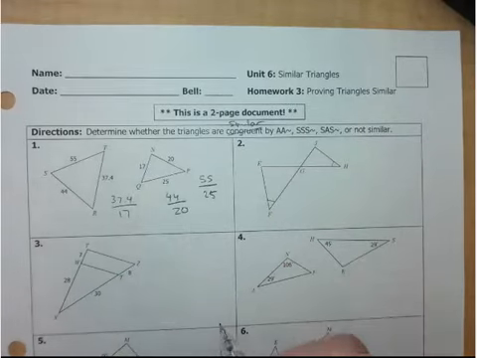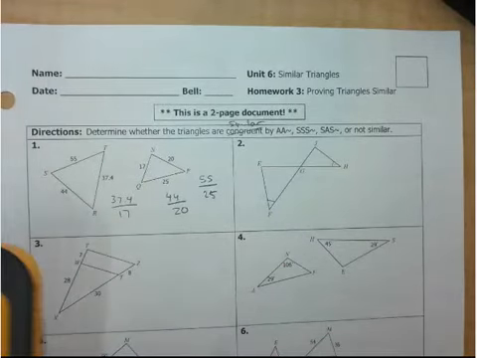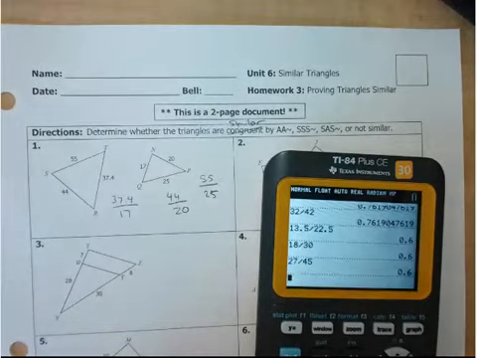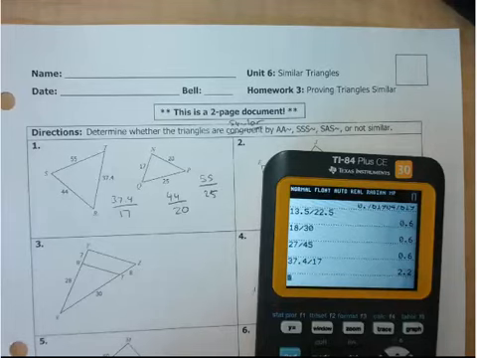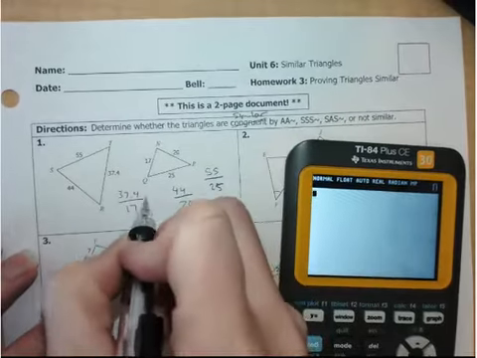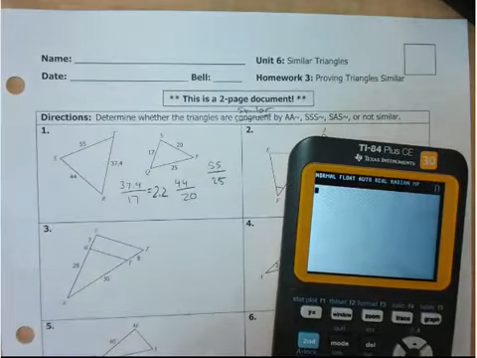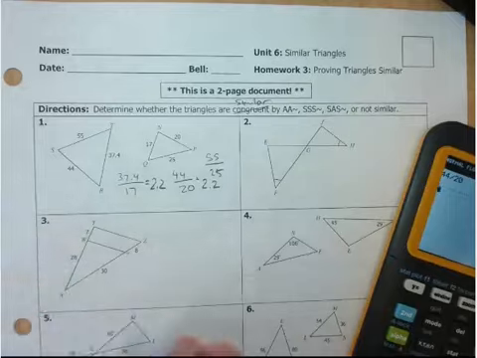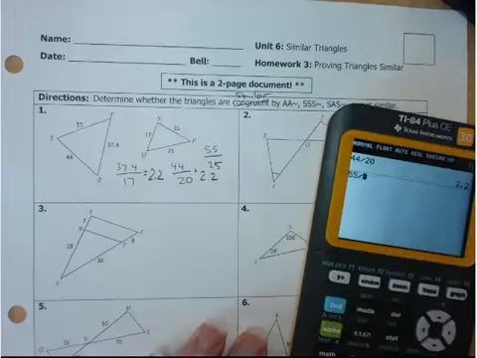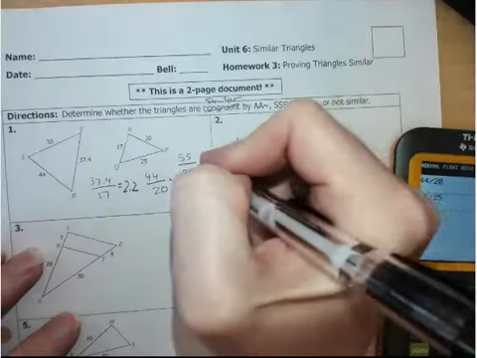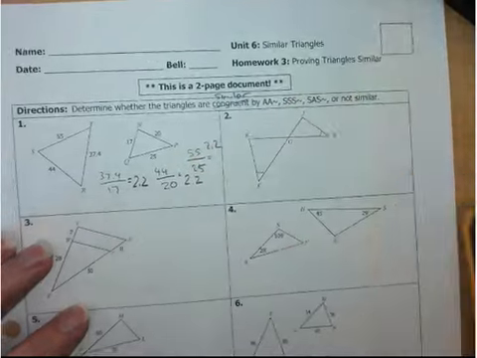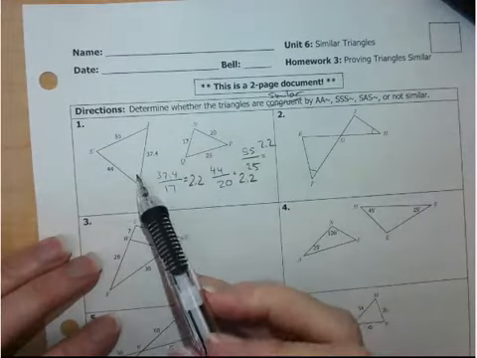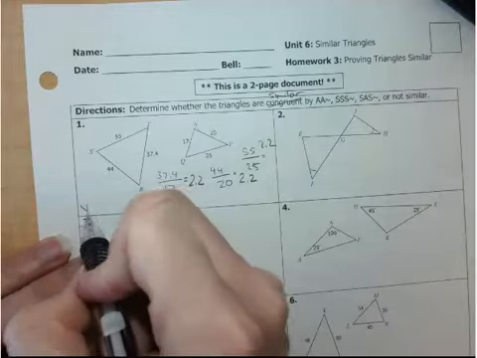Since we're not asked for a scale, we can just use our calculators to figure out the decimal and see if they have the same ratio. 37.4 divided by 17 is 2.2. Then 44 divided by 20 is 2.2. And 55 divided by 25 is also 2.2. So now I know they all have the same ratio. If you were asked, are these triangles similar? The answer would be yes.